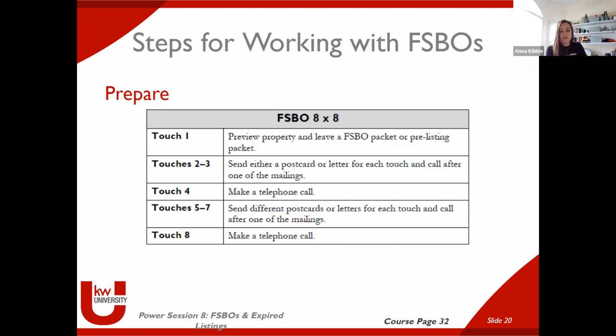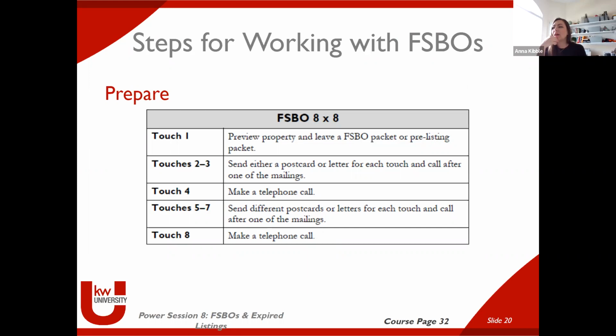Or for the for sale by owner. After you've previewed the property, send something, send a postcard or a letter for each touch, and then call after the mailing. So send them a handwritten note or drop off something at their property and then call them and make sure that they've gotten that, right? How is it going on the sale of your house? Have you had a lot of interest? I sent you a letter the other day. I just wanted to make sure that you received it.